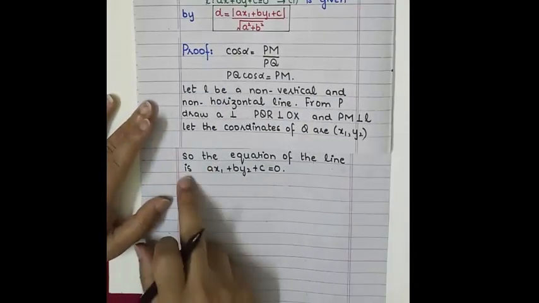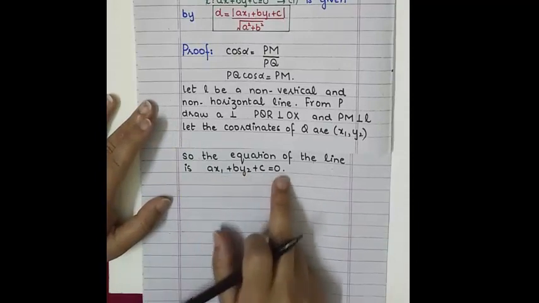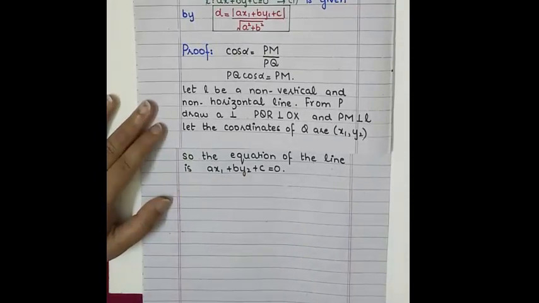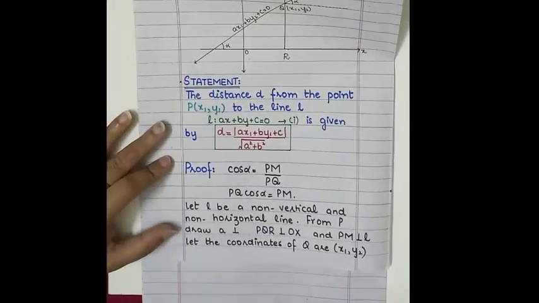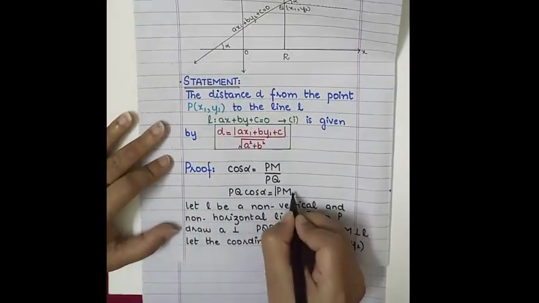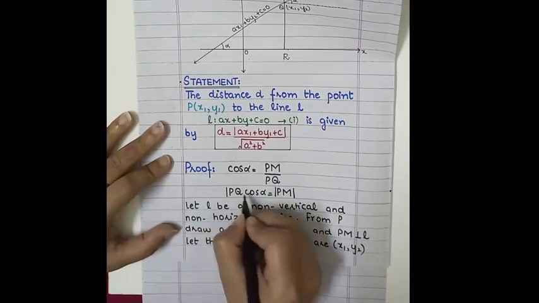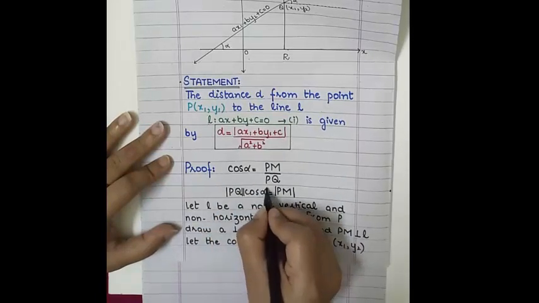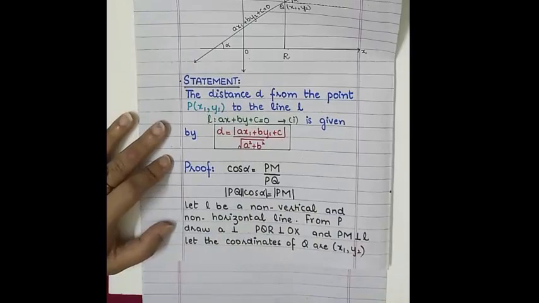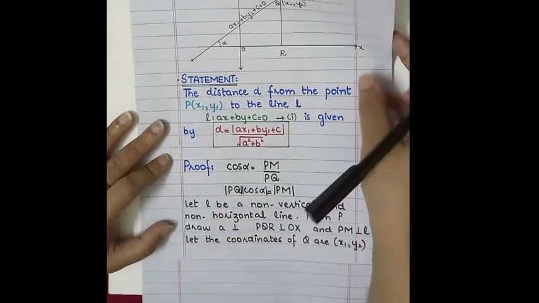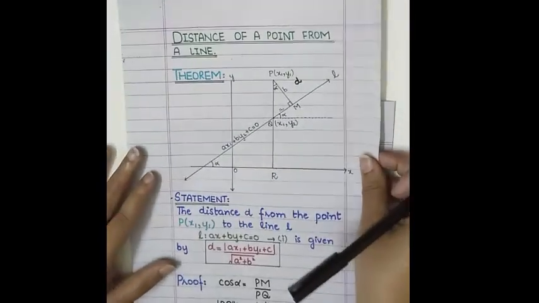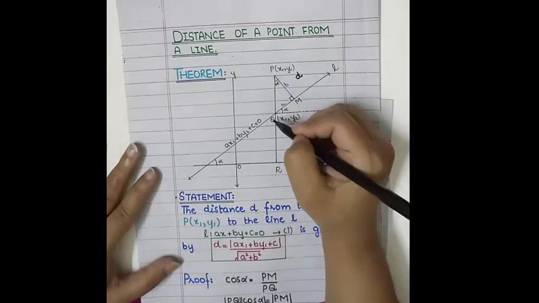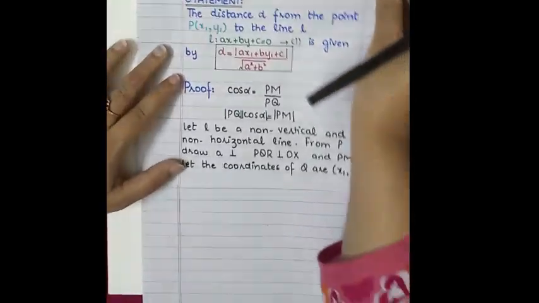So the equation of the line is ax1 plus by2 plus c is equal to 0. As we have to find the distance, we write the sign of absolute value, because the absolute value sign is used to find the distance. So first we will find this distance PQ.